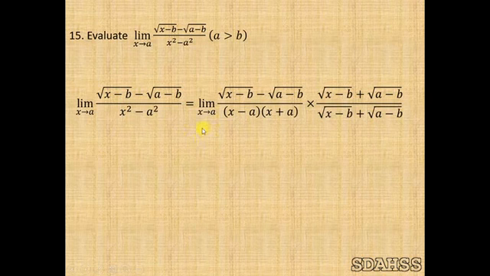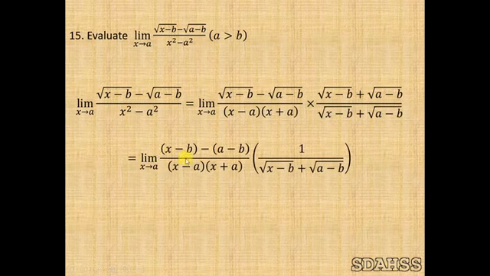So which is equal to limit x tends to a, multiply the numerator separately. So this becomes x minus b minus (a minus b). The numerator is in the form of a minus b into a plus b, which is a square minus b square. x square minus a square can be written as x minus a into x plus a. You keep it as it is. Then remaining you have 1 divided by root of x minus b plus root of a minus b.